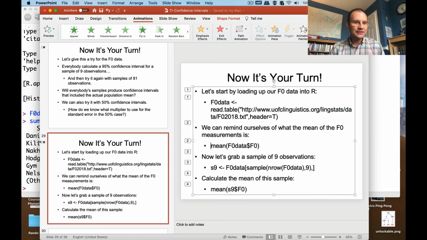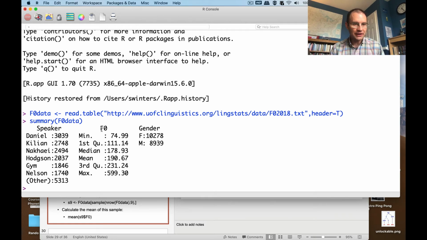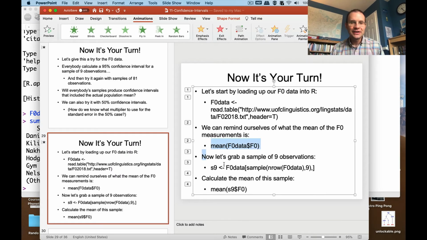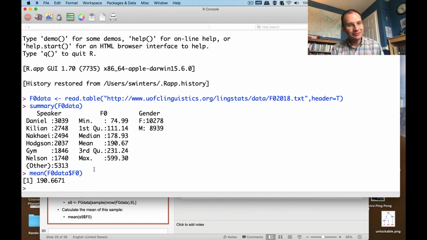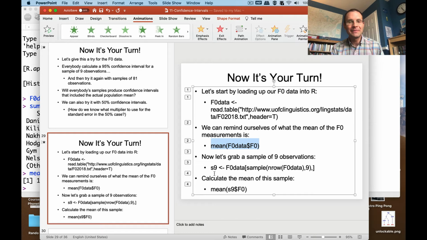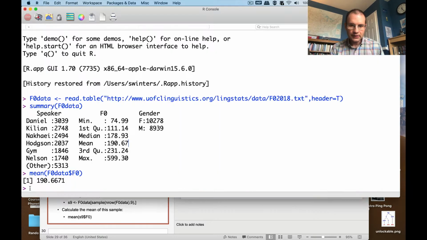And what I want to look at, this is the summary that's loaded up. There's an F0 column here, and this already tells me in the summary command what the mean is. But in case you have forgotten or need a reminder, we can actually calculate the mean this way. Luckily for us, it winds up being basically the same as what it says here. It's 190.67 basically.